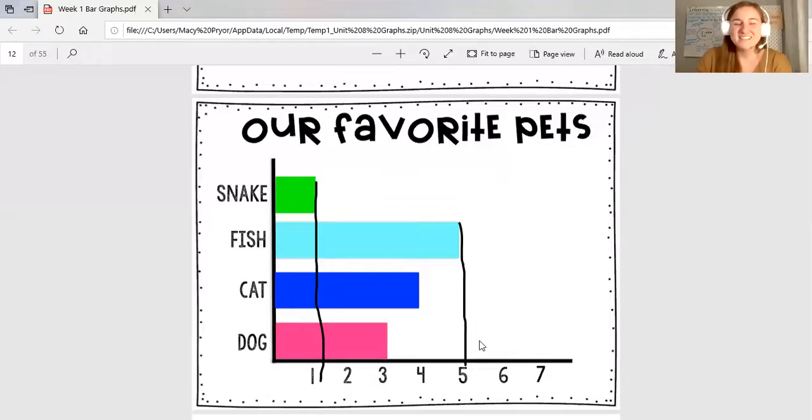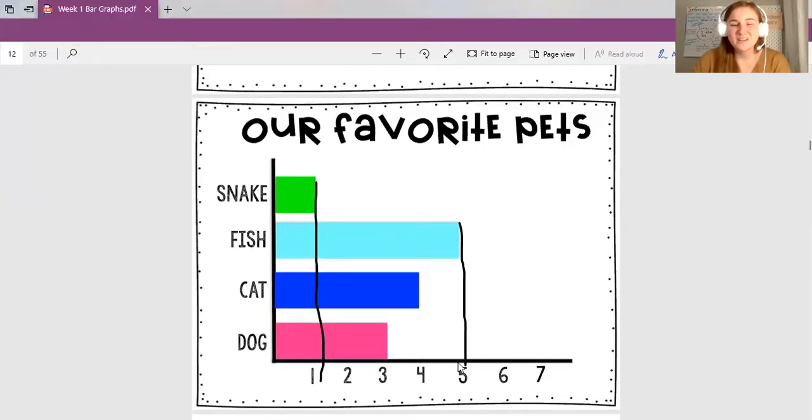Second grade, you'll also be asked how many people voted in all. We know that in all means that we add. The words in all mean to add. So you're going to add each category together. So if one person chose snake and 5 people chose fish, that's 6. And 4 people chose cat, 6 plus 4 is 10. And 10 plus 3 is 13. So 13 people were surveyed in all.